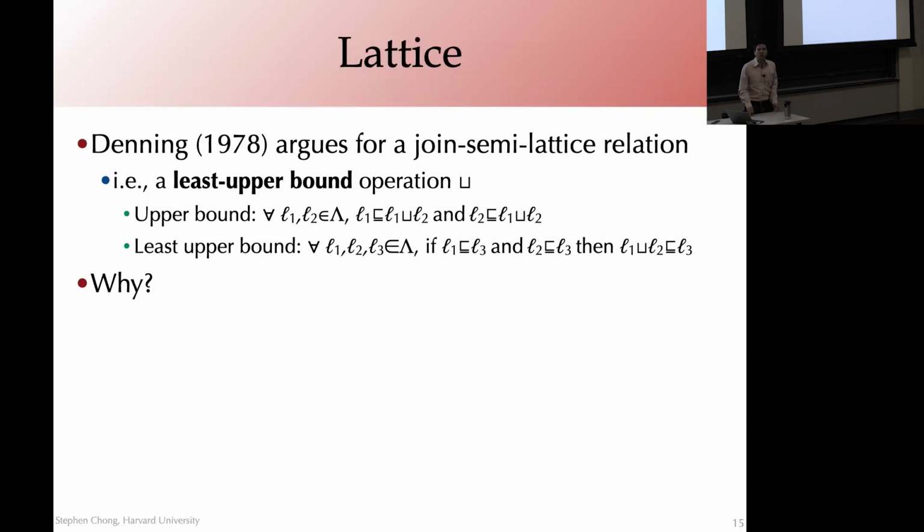So why is a join semilattice structure a good one? Why do we think it might be a useful structure in our flow relations?